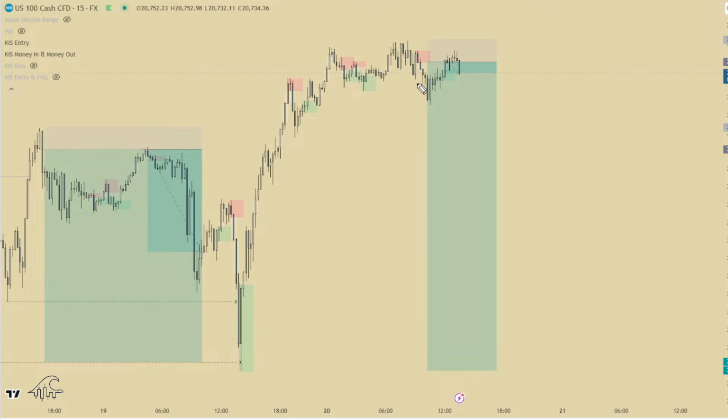So I'm looking for this low to be ran and this low to be ran.